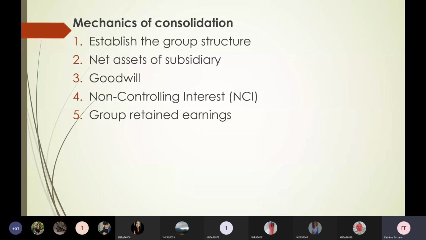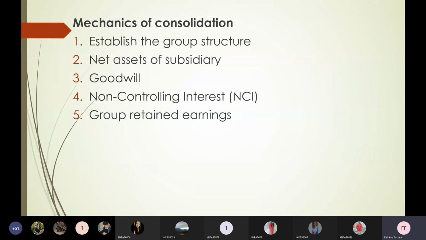The first one is to establish the group structure. That is, how much is the parent holding in the subsidiary? What percentage? All such computation will be shown in the first point. Okay, that is very, very important, right? You have to find that first. Then only you can go for any proportionate allocation. So that is the first one. Second one is net assets of subsidiary. Okay, how much is the net asset of the subsidiary, or the net worth? Third one is the goodwill computation. It can be a positive or negative goodwill. We'll see later. Then fourth one is non-controlling interest.